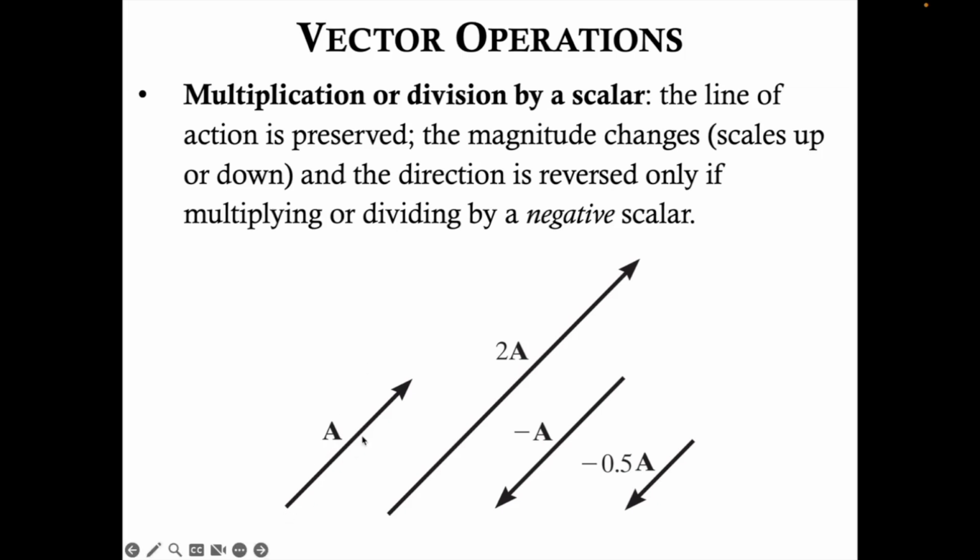So this is vector A, in this direction, this magnitude. Vector 2A is that vector A doubled in size in the same direction. Vector negative A, which is negative 1 times A, is the same size or magnitude with a swapped direction due to the negative sign. And negative 0.5A vector has the opposite direction of this vector A and is now cut in half.